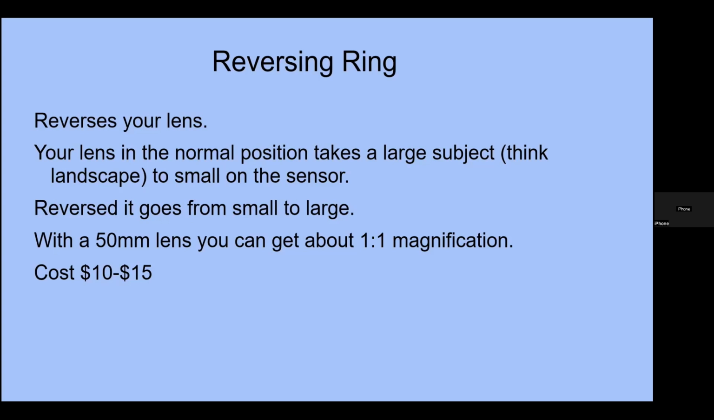Why is this different? Well, you have the tubes. When you reverse your lens, a normal lens, if your 50 millimeter is put in normal, it's taking a big scene and making it small. When you reverse it, it's taking a small image and making it big on your sensor. So that's the difference. The tubes are just moving your lens away from your sensor so you can focus closer.